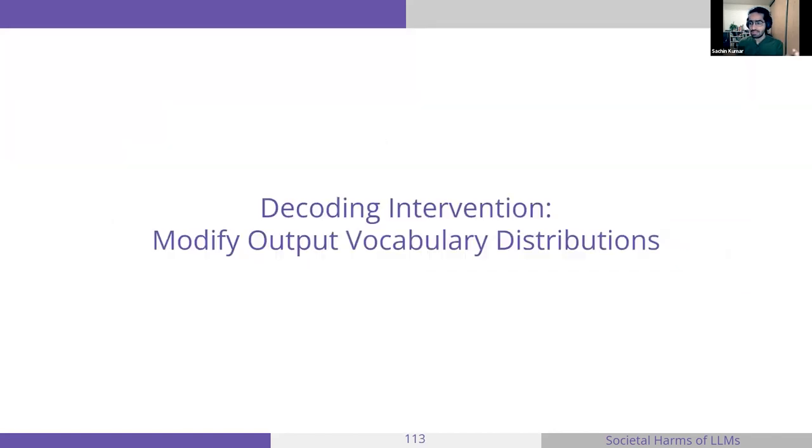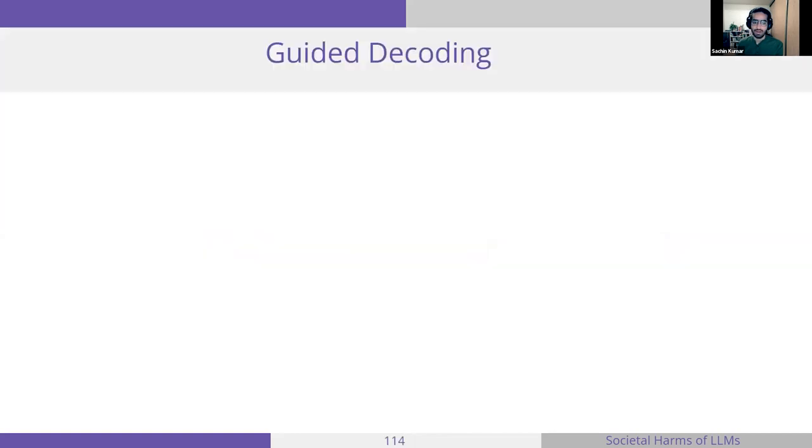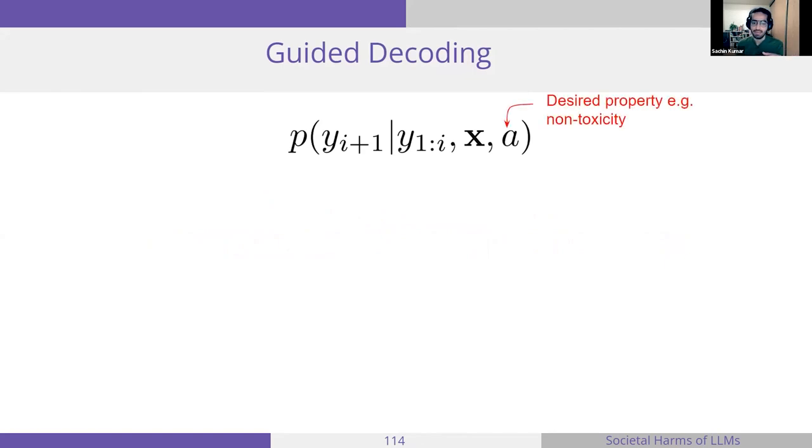So the first kind of more sophisticated algorithms work by modifying the distribution over the vocabulary that I discussed a couple of slides ago. Basically, we modify our goal from generating an output given some context to generating an output given some context and a desired property A, for example, non-toxicity. So we want to generate the next continuation, and I also want it to be non-toxic.